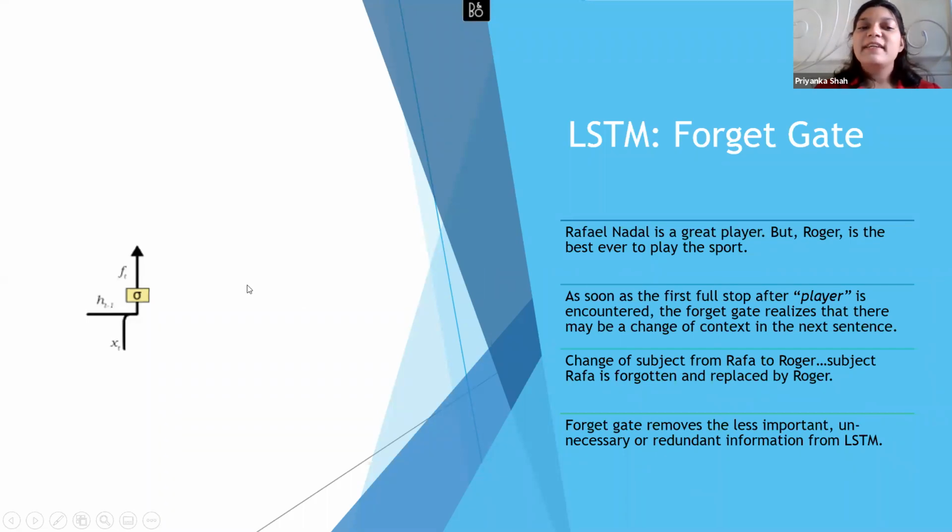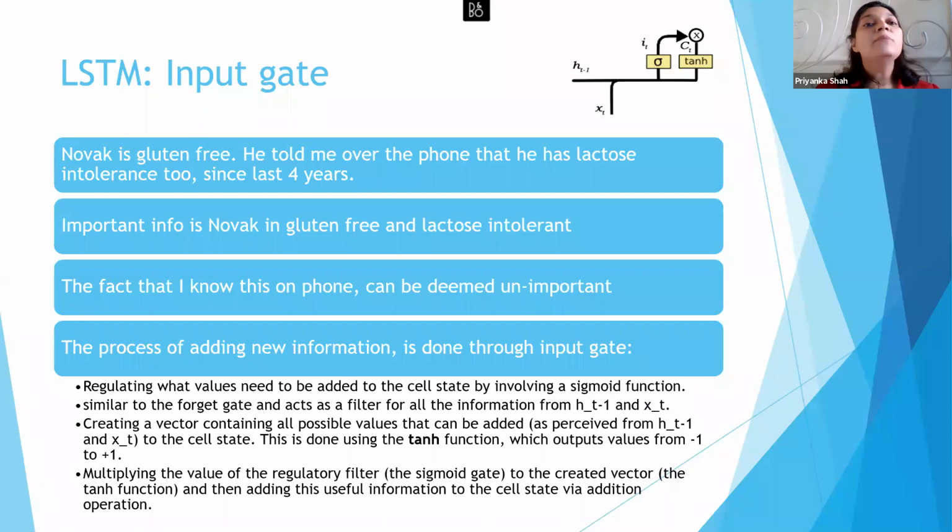So the forget gate removes the less important, unnecessary or redundant information. And this alpha is nothing but a filter function that filters out the input, and then the filtered input is passed on. Okay, then we have the input gate. Now the input gate decides what to take and what to carry forward.